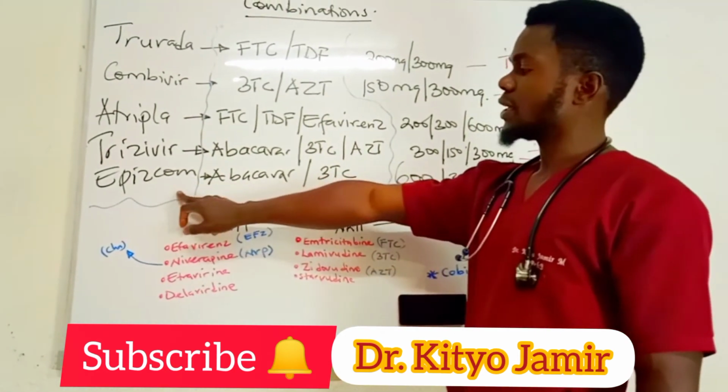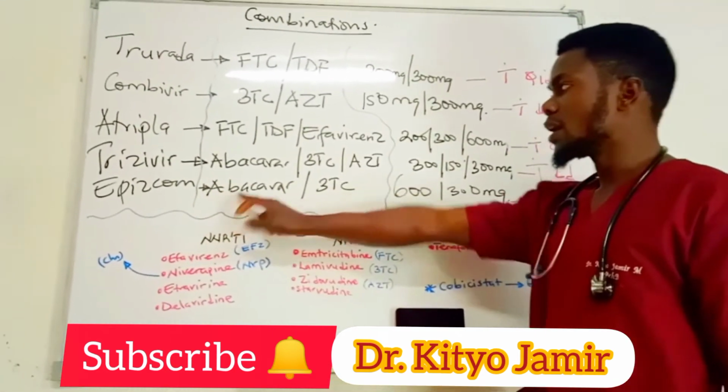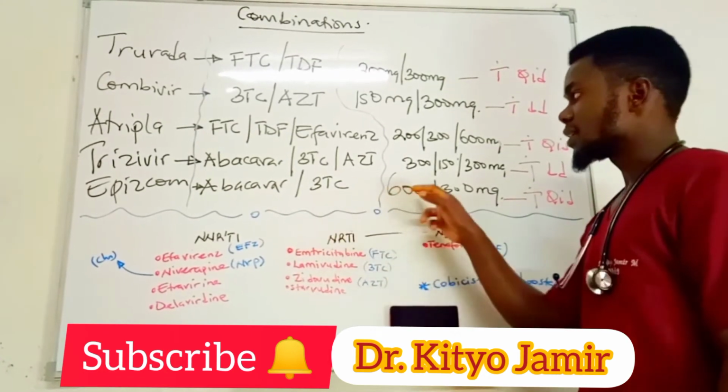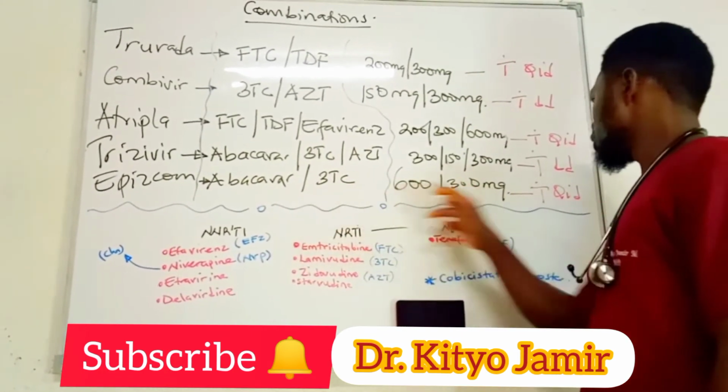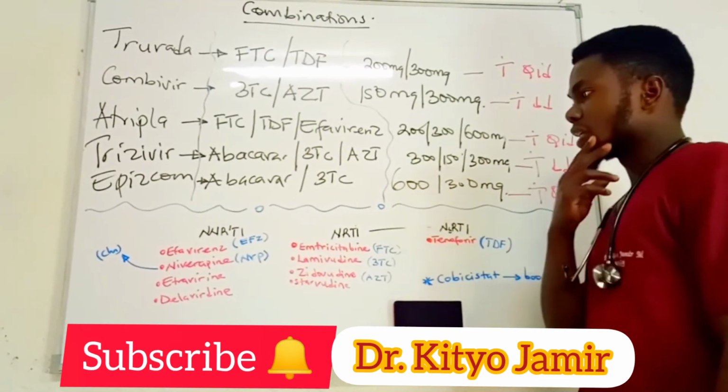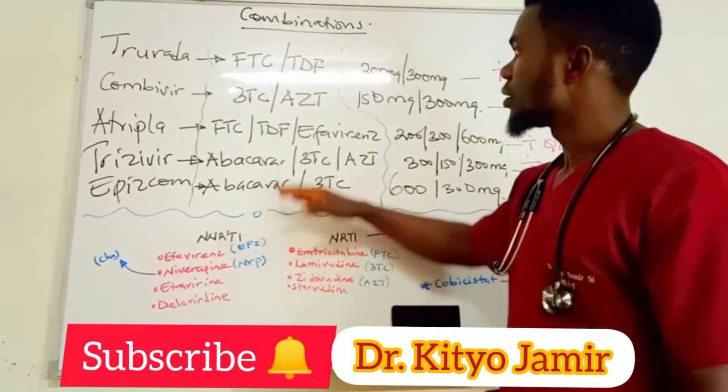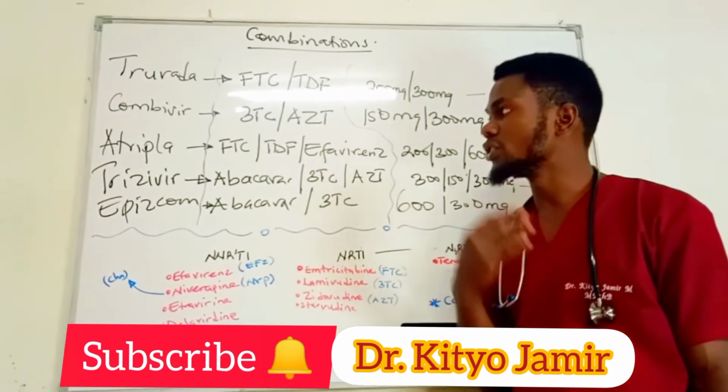Epzicom is a combination between abacavir and lamivudine: 600 milligrams abacavir, 300 milligrams lamivudine. We give one tablet once daily. So those are the common combinations we have.